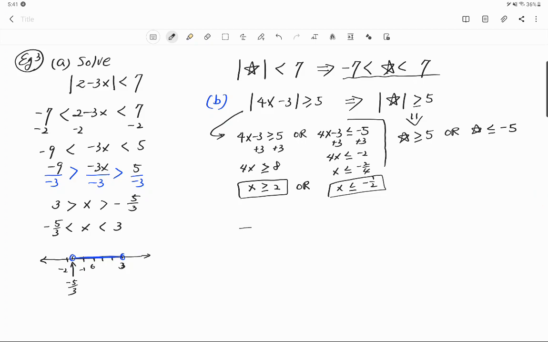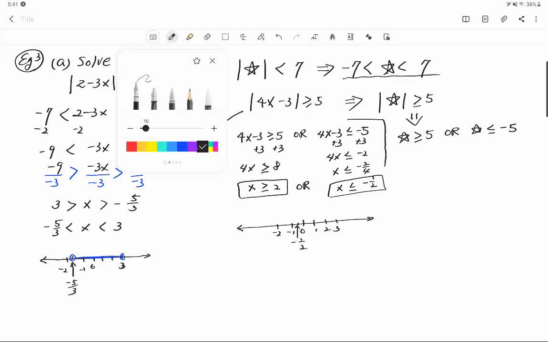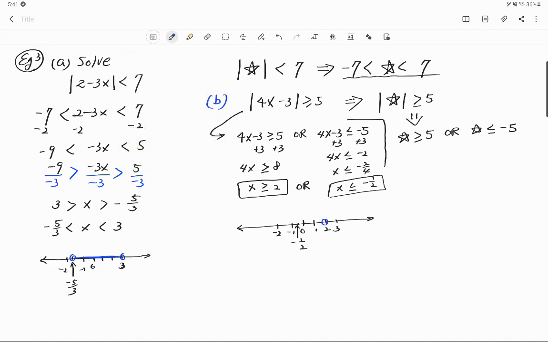When you graph this one on the number line, here is 0, 1, 2, 3, and negative 1, negative 2, and so on. So this part is negative 1 over 2, right? Let's graph it. x is greater than or equal to 2. So here is 2, and 2 is included because there's an equal sign. Go all the way to the right. And then for this one, negative 1/2 is over here. So put them together, there's an equal sign.